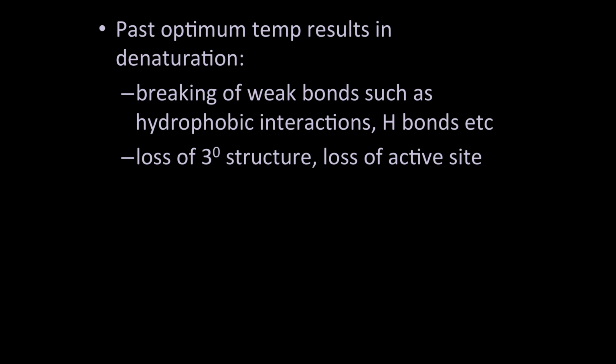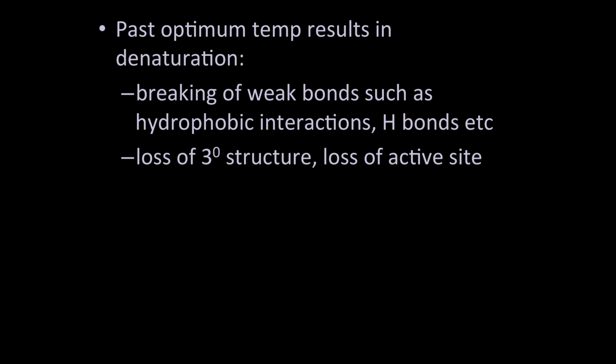Once you pass this optimum temperature, you have denaturation of the protein, and in this case, it's an enzyme. So you have denaturation of the enzyme. What does that mean? Remember, as I was saying before, you have increasing temperature, therefore the kinetic energy of the system is increasing. The bonds in the protein that are keeping the tertiary structure together are vibrating.